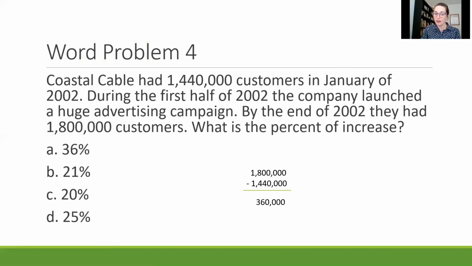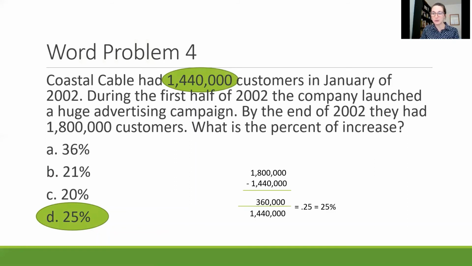So to figure that out, I take the difference between these numbers, 360,000, and I divide it by our old number, 1,440,000. And that gives me 0.25. And we know 0.25 is 25%.